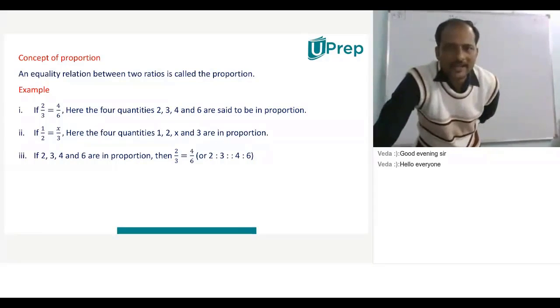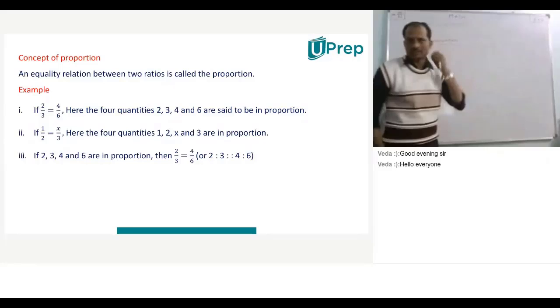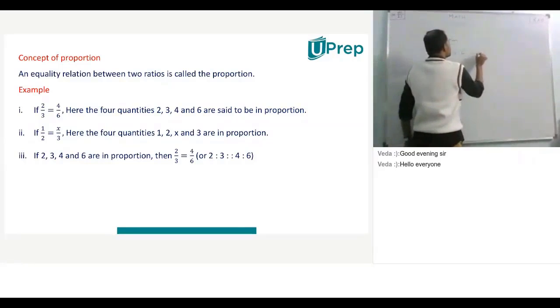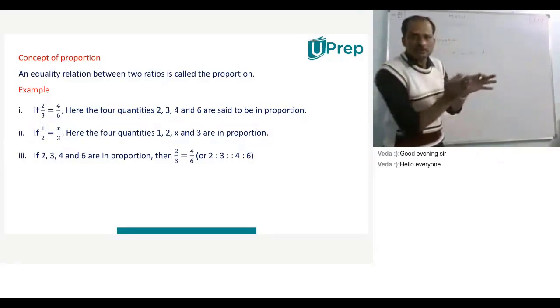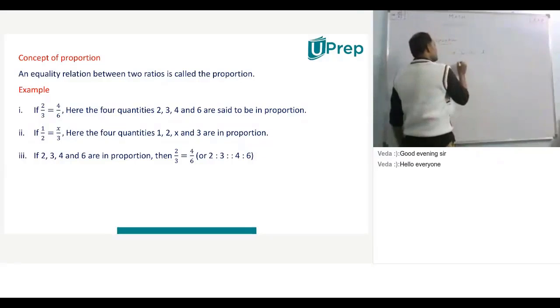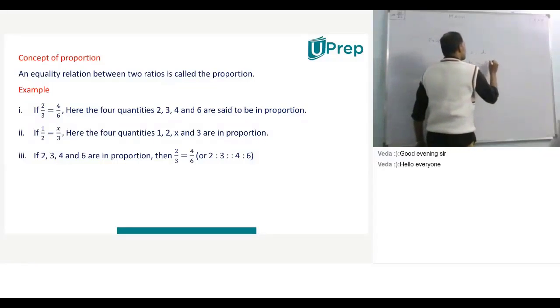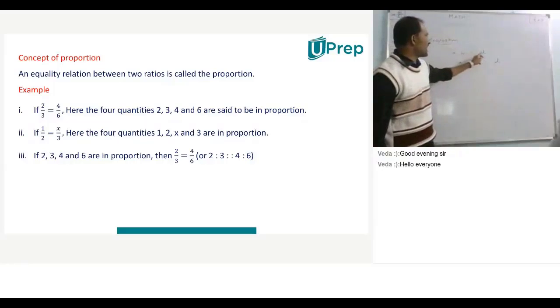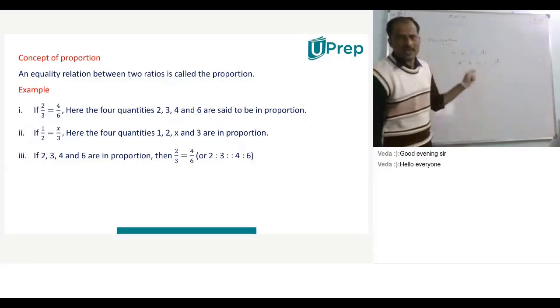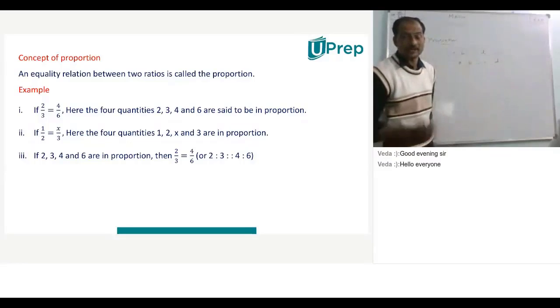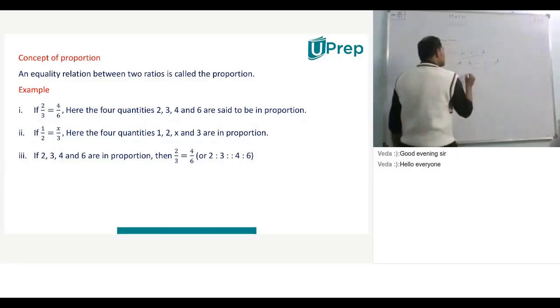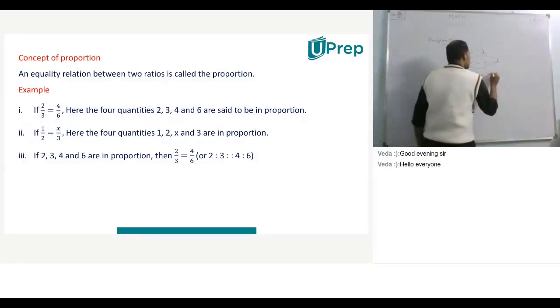Okay, the equality relation between two ratios is called the proportion. Basically, if A, B, C and D are the terms of ratio, and if A is to B is equal to C is to D, then we say that A, B, C and D are in proportion. If A, B, C and D are in proportion, then product of means is equal to product of extremes. That means AD is equal to BC.